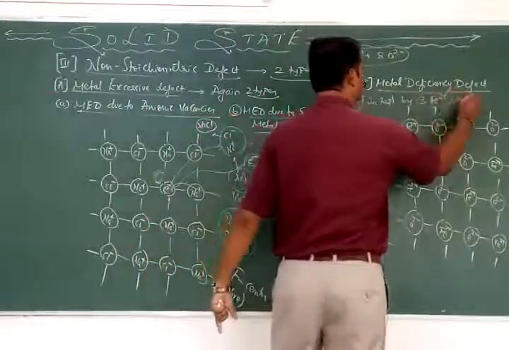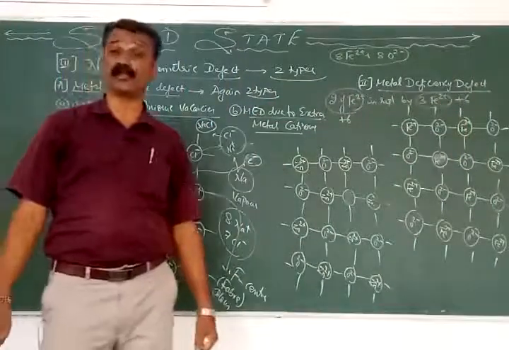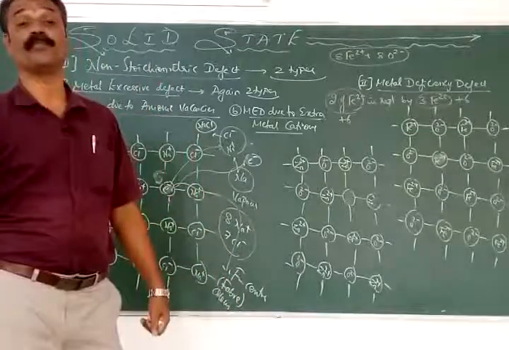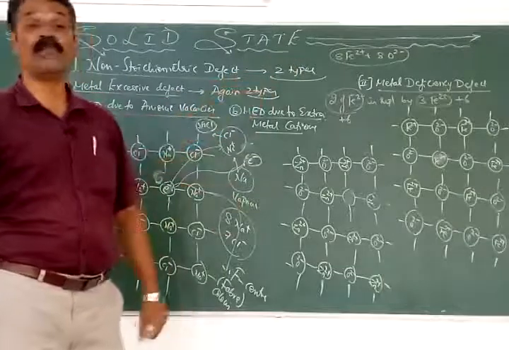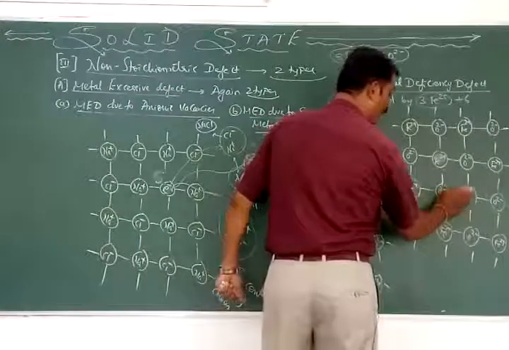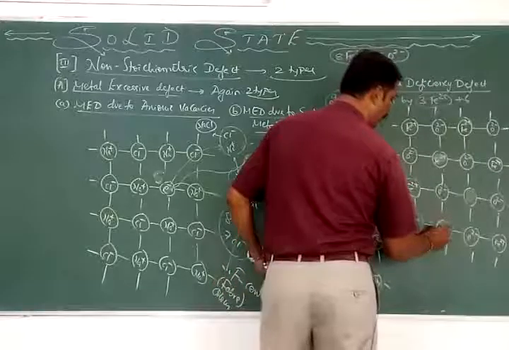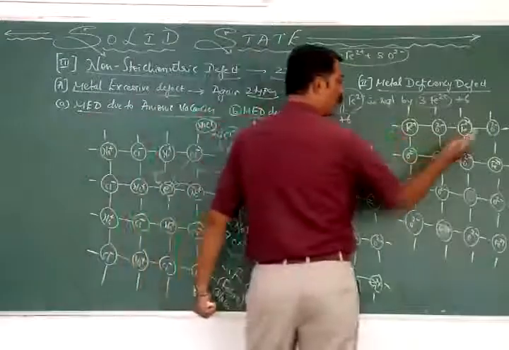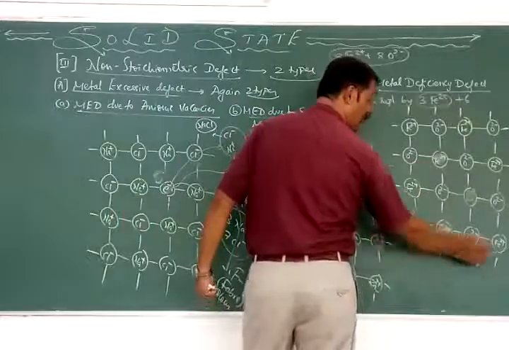Here 3 into plus 2 is also plus 6. Means how much Fe2+ has to be replaced by how much of Fe3+? 3 of the Fe2+ has to be replaced by 2 of the Fe3+. So 3 of the Fe2+ has been replaced by 2 of the what? Fe3+. Means this had to be removed, this also had to be removed, and here we are having the Fe3+. Fe2+, Fe2+, Fe3+ here, Fe2+, Fe2+, Fe3+ and this one.